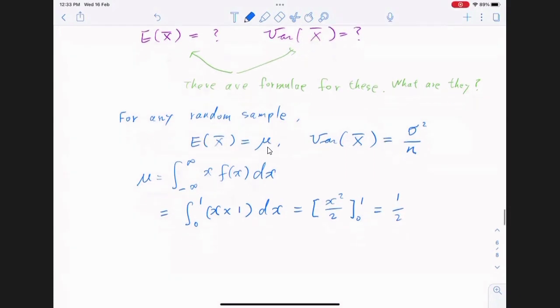Now for the variance, there is a formula for finding the variance. I hope that all of you remember this formula.